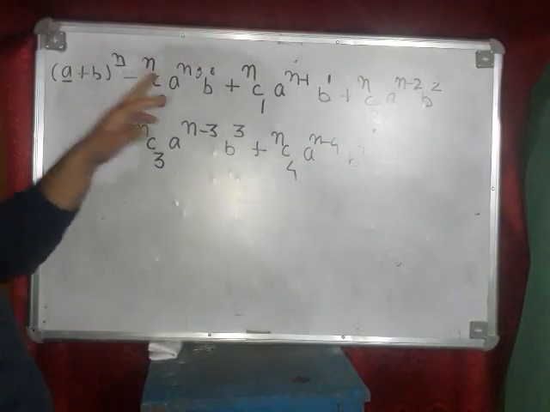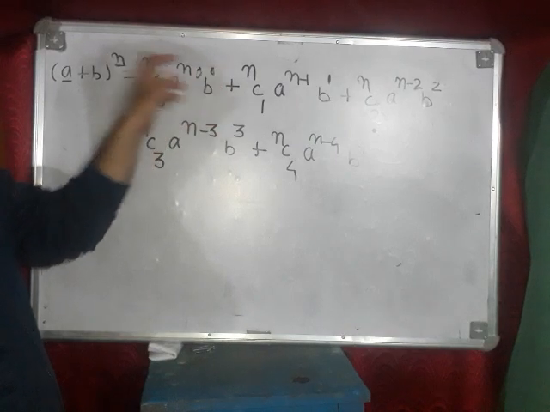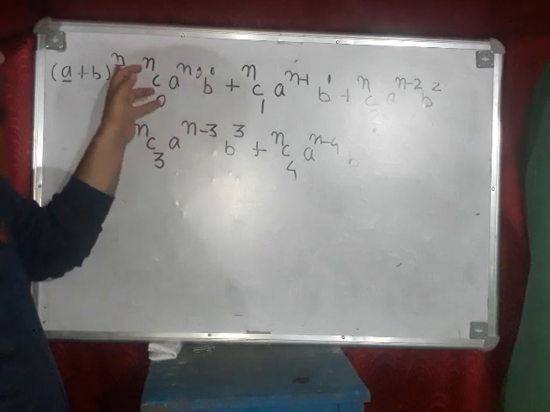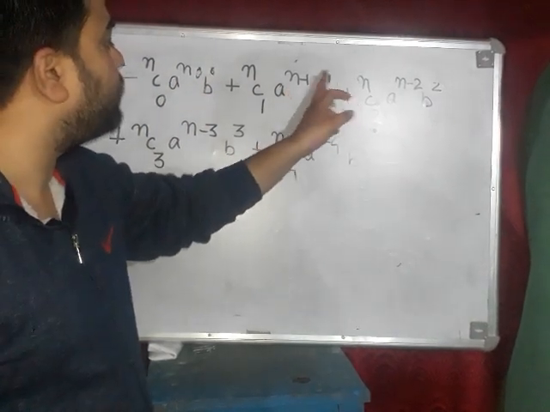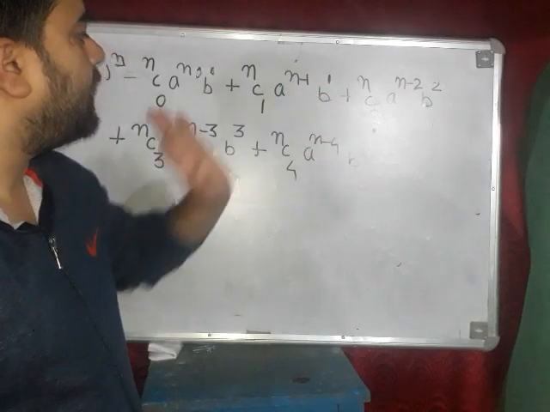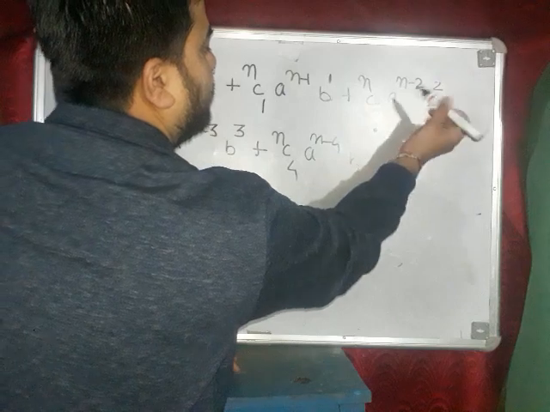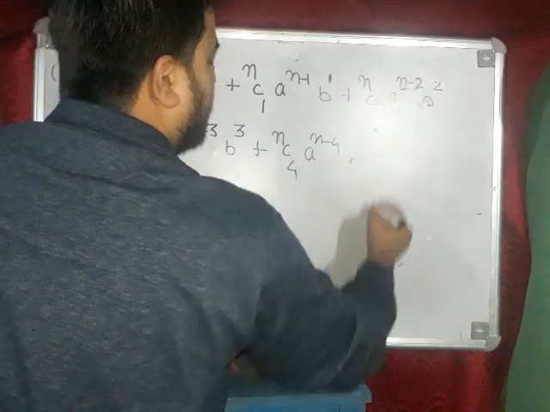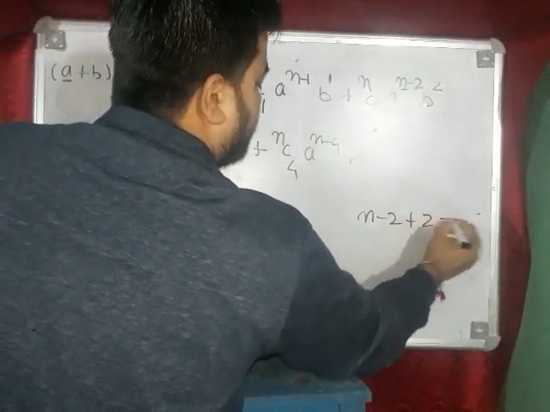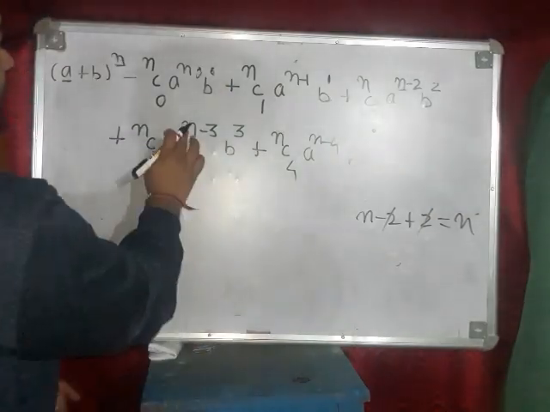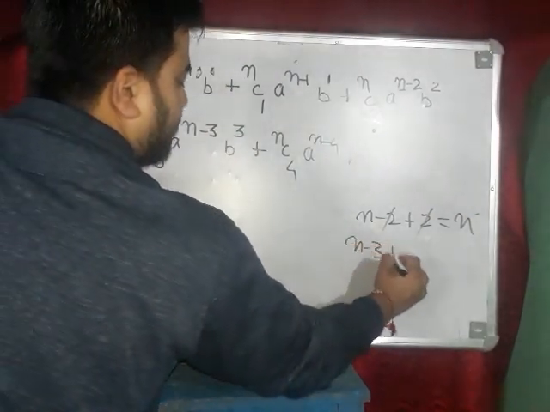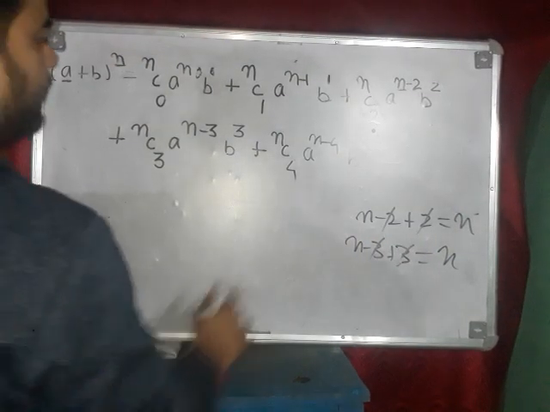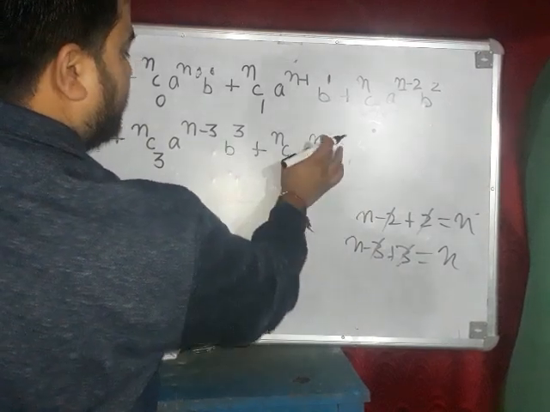And you see that everywhere the sum of the powers of a and b comes to n. In that term the sum is n + 0. Here n minus 1 plus 1, the minus 1 and plus 1 cancel, the sum comes n. Here n minus 2 plus 2 cancels out, the sum is n. Here n minus 3 plus 3, the sum comes to n. Here n minus 4 plus 4 is n.